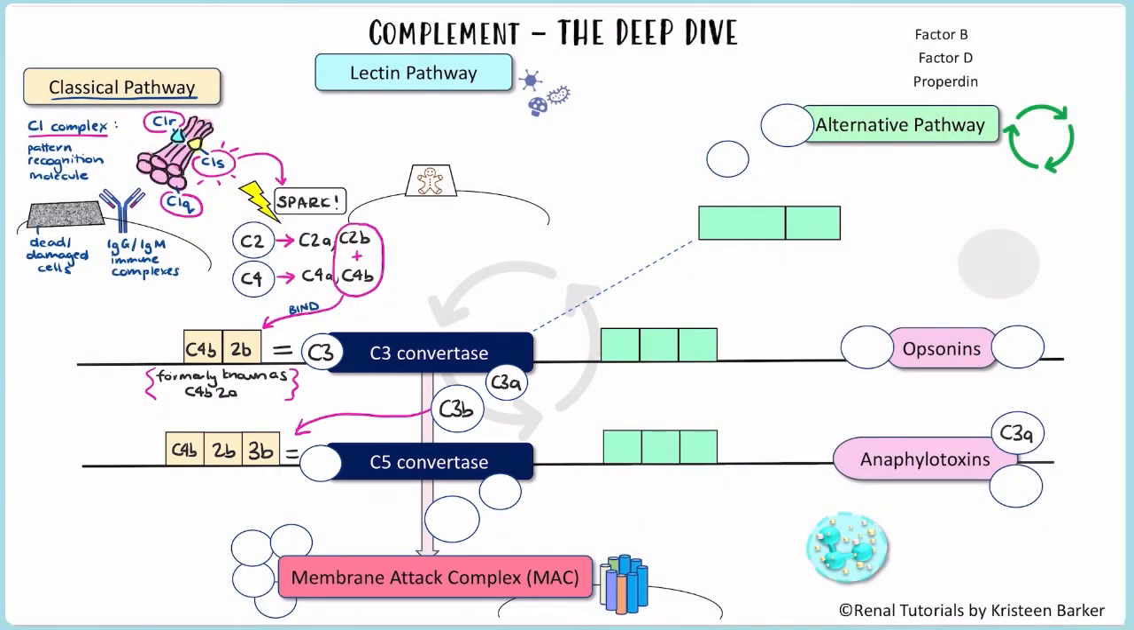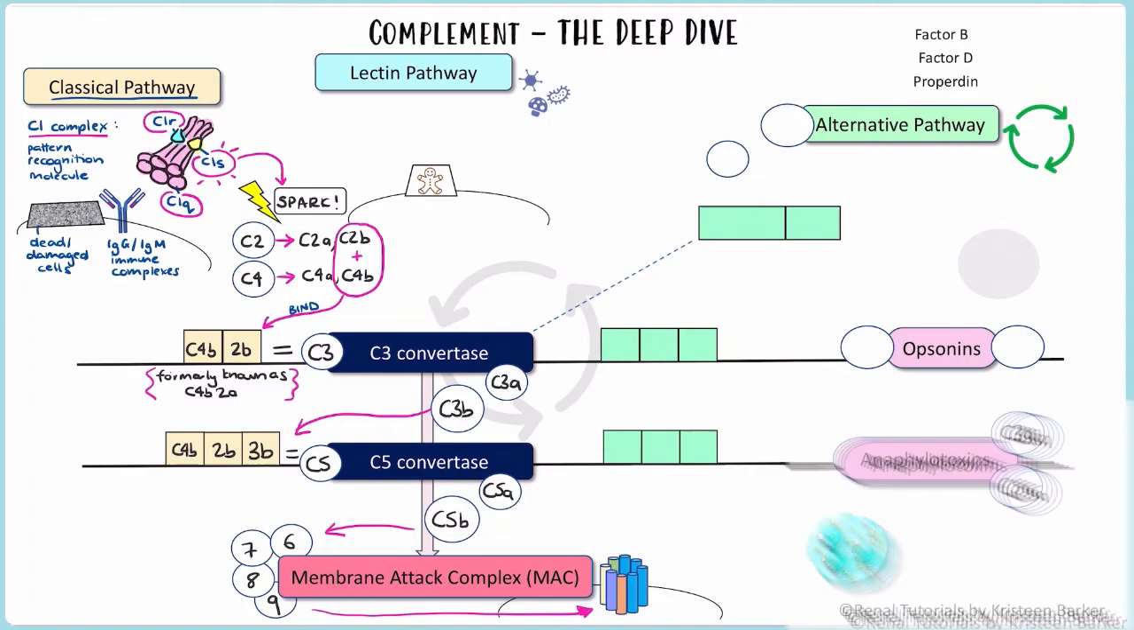And C5 convertase, as you would imagine, cleaves C5 into, you guessed it, C5a and C5b. C5a fulfills its role as an anaphylatoxin, and C5b, again, more of a team player, joins up with C6, 7, 8, and 9 to form the membrane attack complex. Easy! Okay, so that's the classical pathway done and dusted.